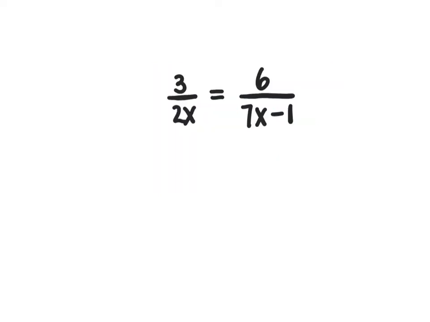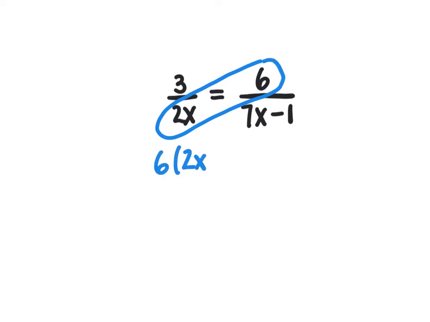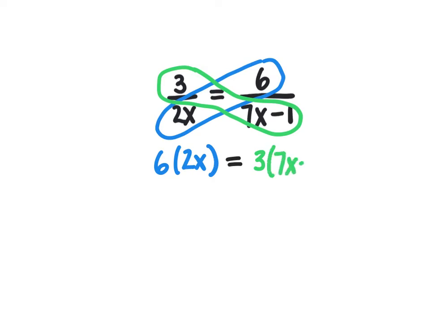Cross multiplying also works when the variables are in the denominators in an example like this. In fact, cross multiplying would be the only way that we know how to solve an equation that looks like this one. So once again, we would be drawing our diagonals. We would be multiplying the 6 by the 2x across the blue diagonal, and across our green diagonal, we would be multiplying 3 and then 7x minus 1.